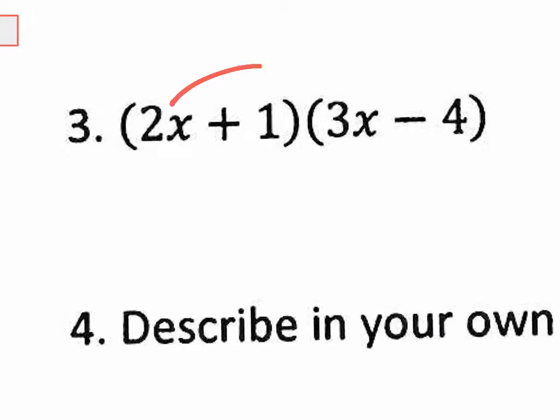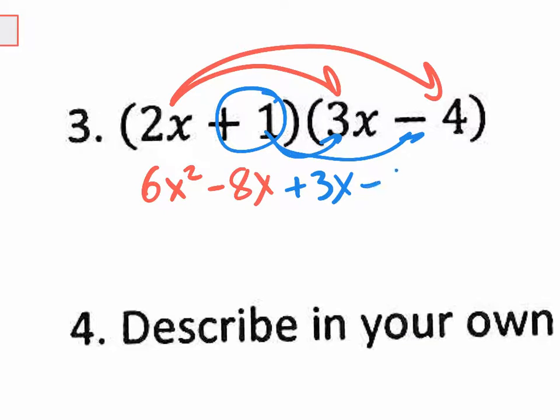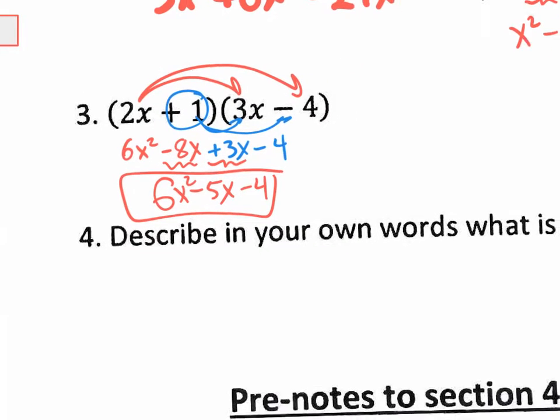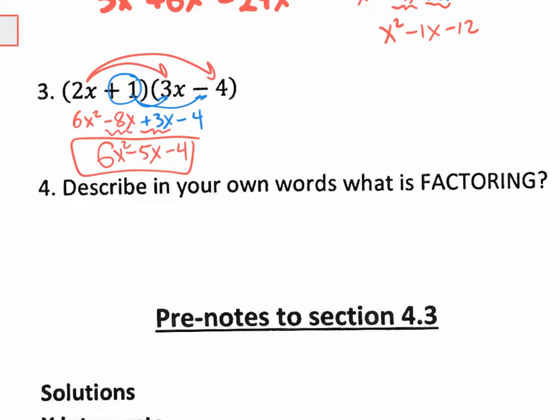Let's distribute 2x times 3x, that's 6, because 2 times 3 is 6. X times x is x squared. 2x times negative 4, that's negative 8x. And distribute the 1. 1 times 3x is a positive 3x. 1 times negative 4 is a negative 4. Combine the middle terms, so you have a negative 8 with a positive 3, that's a negative 5. And of course, we're talking about x's. Bring down the 6x squared, bring down the minus 4, and there's your answer. That's distributive property, and if you don't know how to do that, there's no way you're going to pass this next lesson, all right?